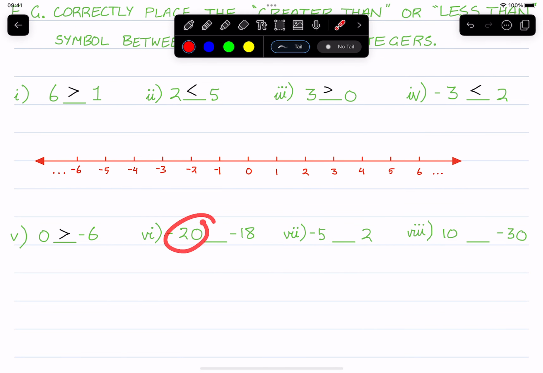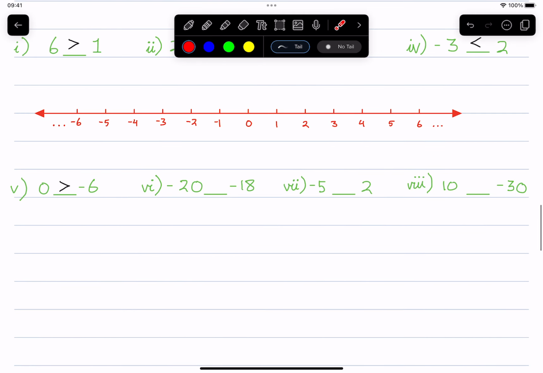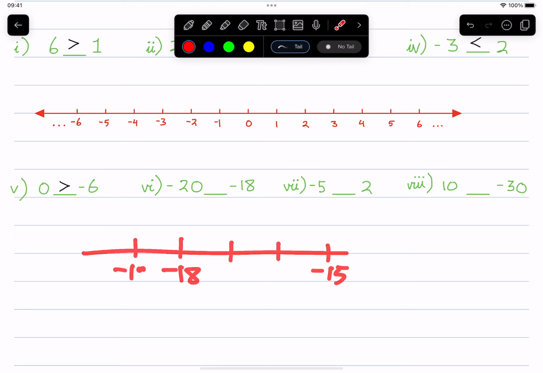It gets even trickier with two negative numbers, negative 20 and negative 18. I've purposefully cut off the number line here. You can try and imagine this number line go further. In case you can't, I'll just draw a quick one here. Here is negative 15, negative 16, negative 17, negative 18, negative 19, negative 20. As we can see, negative 18 is more to the right of negative 20. So negative 18 is bigger than negative 20.